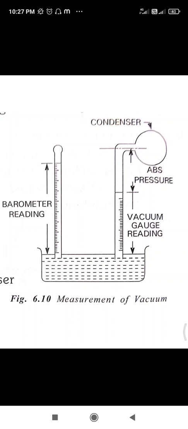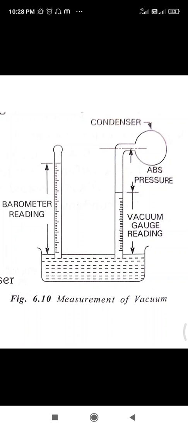Today we have learned about the different types of jet condensers, surface condensers, and also the vacuum efficiency and condenser efficiency. We'll discuss the remaining topics in the problems in the next class. And also I will tell you about the air extraction.